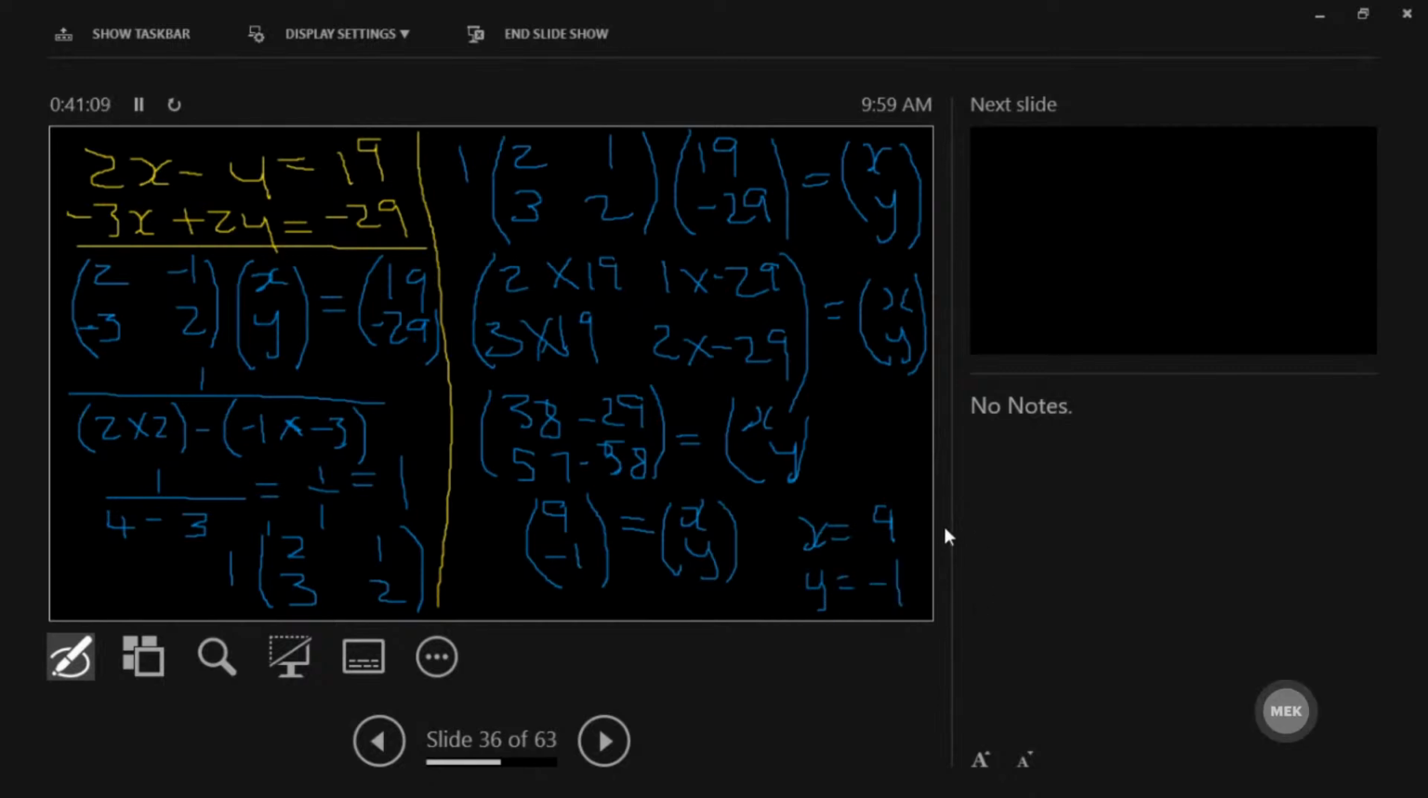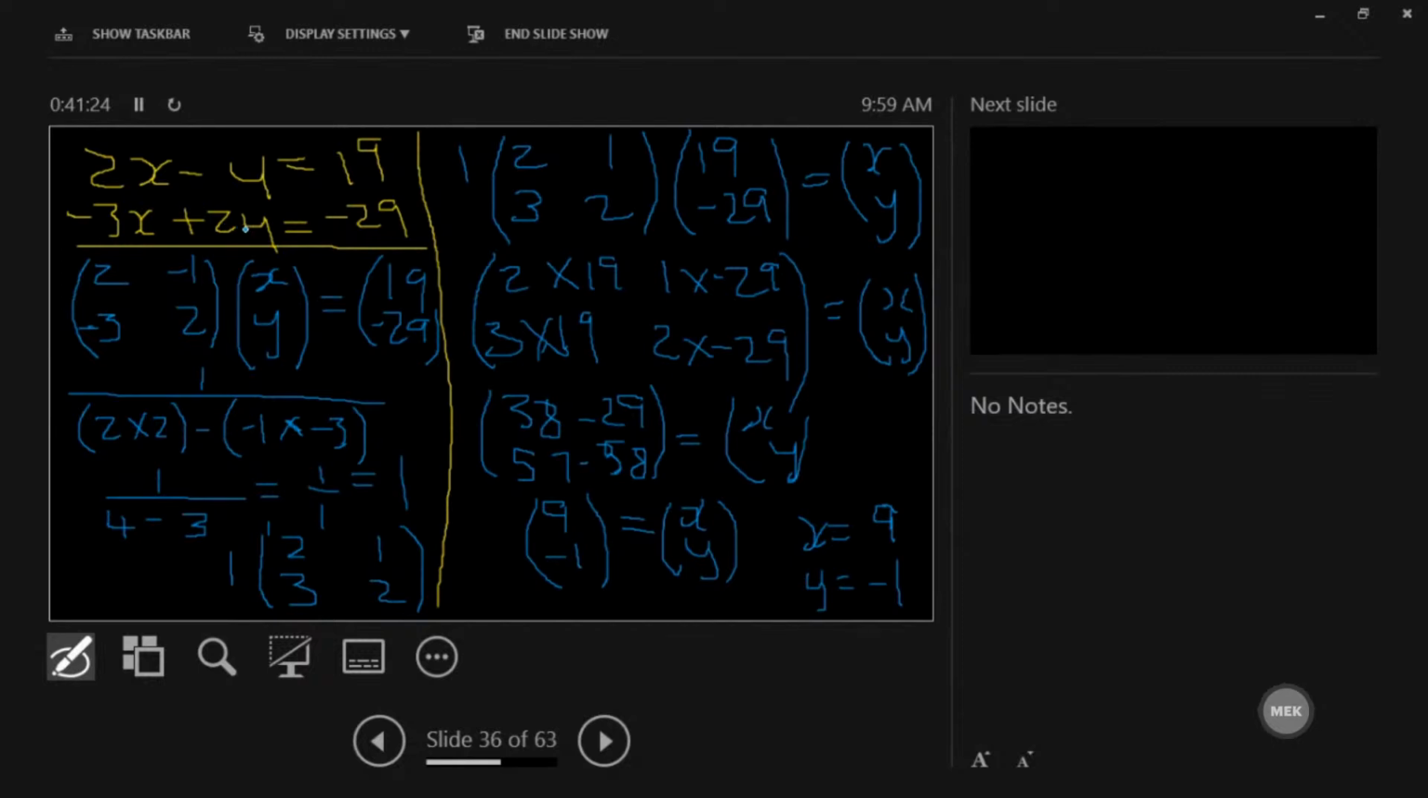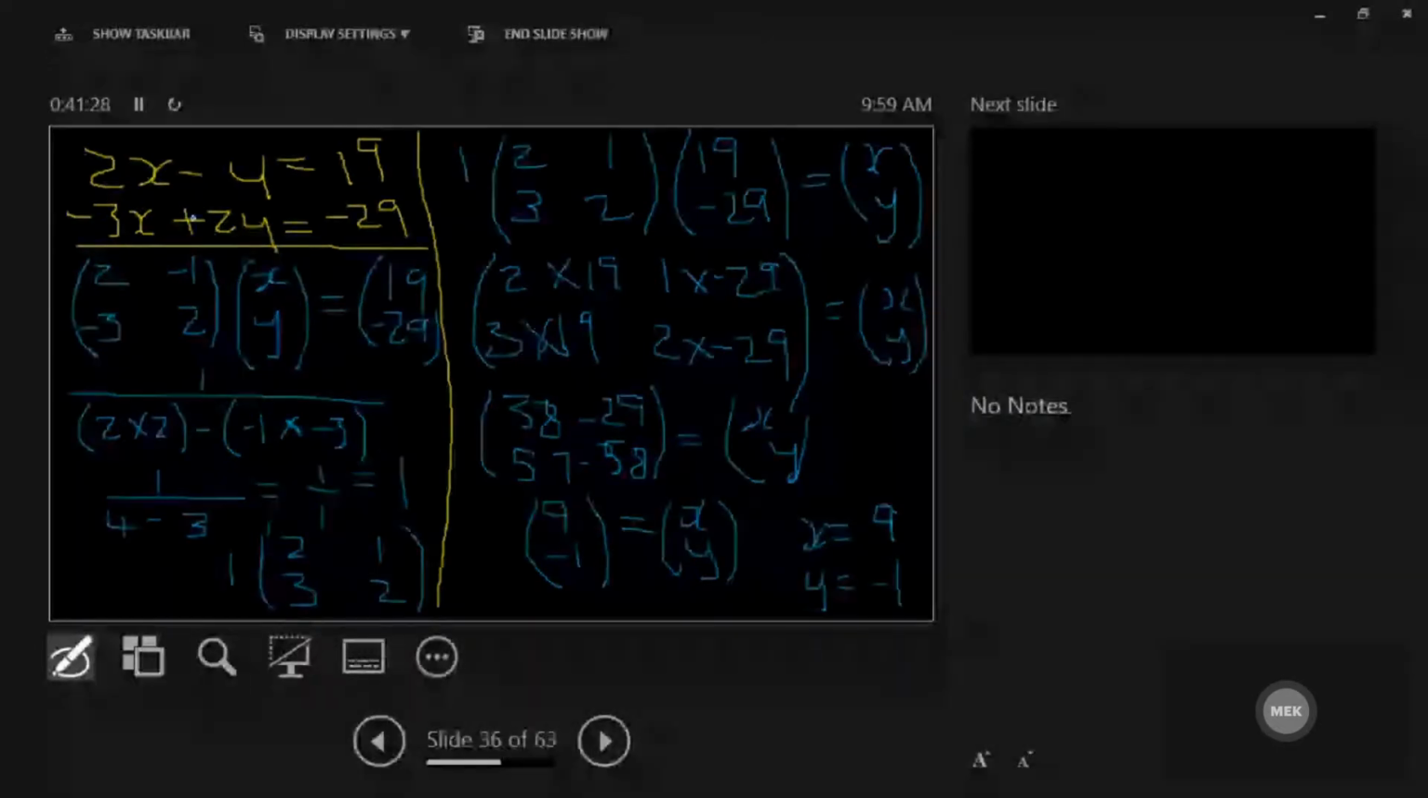So plugging in those values, 2 times 9, that's 18, minus negative 1, that's 19. Negative 3 times 9 is negative 27. 2 times negative 1 is negative 2. So negative 27 minus 2, that's negative 29. All right, so let's do one more for the road.